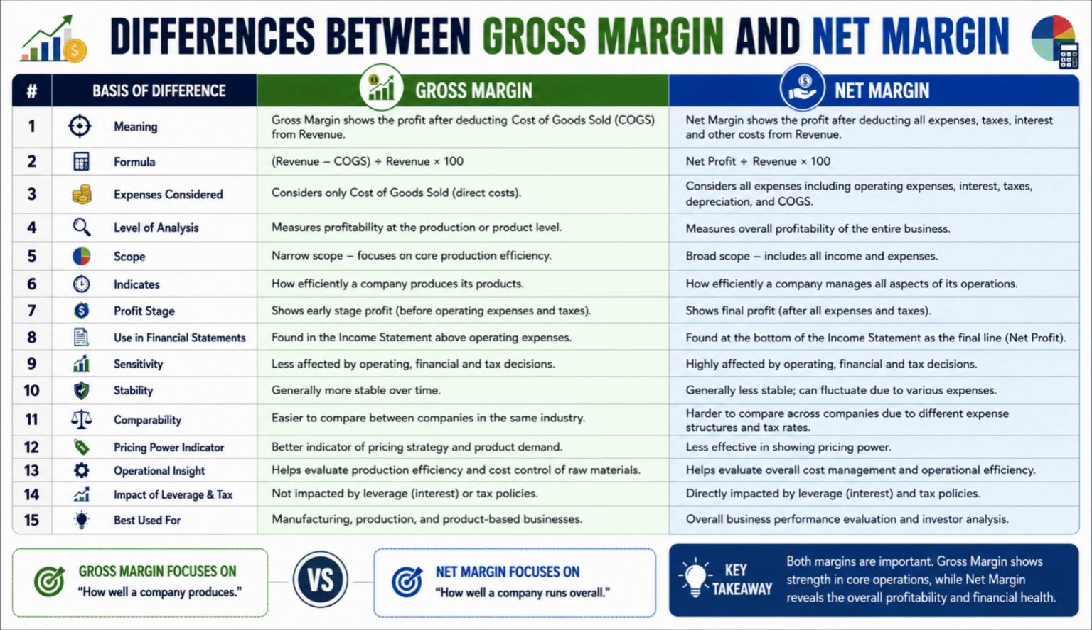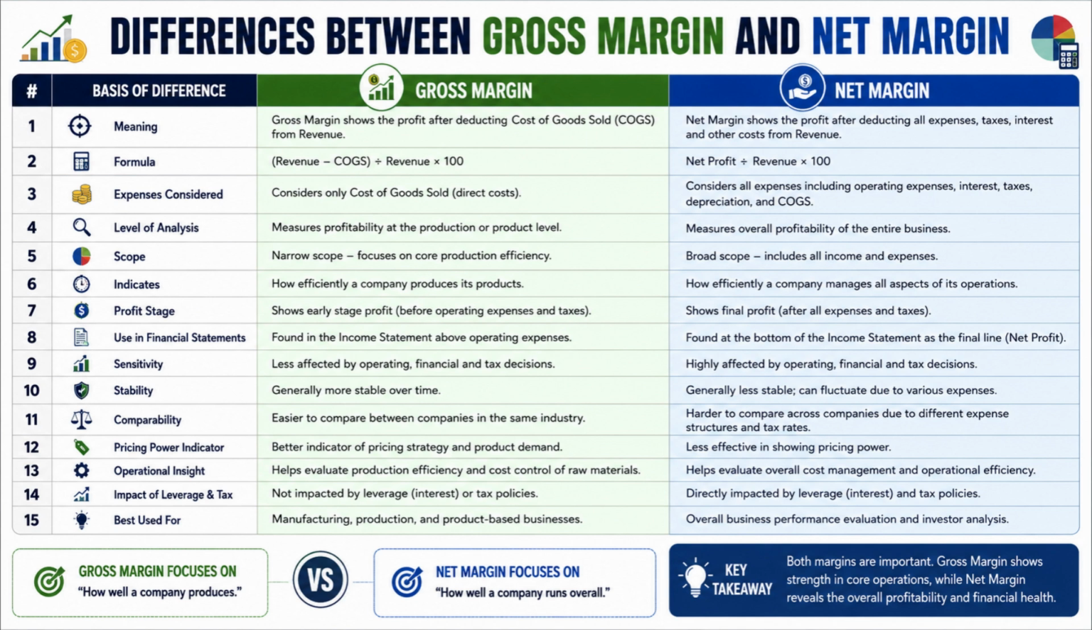Let us understand the major differences between gross margin and net margin. Number 1. Gross margin shows the profit remaining after deducting the cost of goods sold from revenue, whereas net margin shows the profit remaining after deducting all expenses, taxes, and interest from revenue. Number 2. Gross margin is calculated as revenue minus cost of goods sold divided by revenue multiplied by 100, whereas net margin is calculated as net profit divided by revenue multiplied by 100.